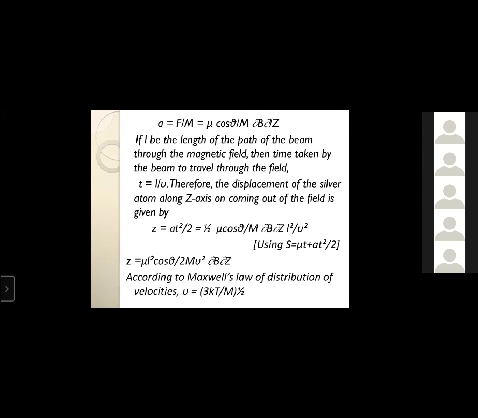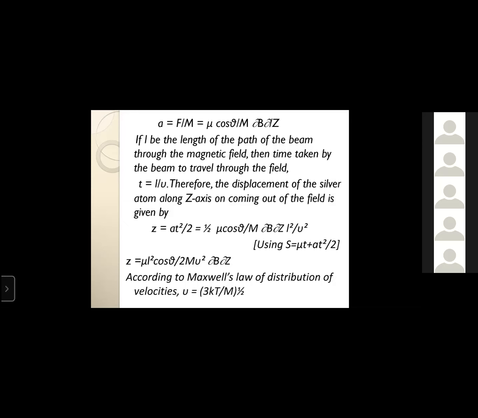If L be the length of the path of the beam through the magnetic field, then the time taken by the beam to travel through the field, t, equals L upon v. Therefore, the displacement of the silver atom along the z-axis on coming out of the field is given by z equals a t squared upon 2, which equals 1 by 2 mu cos theta upon m, del B upon del z, L squared upon v squared. So z equals mu L squared cos theta upon 2 m v squared, del B upon del z.